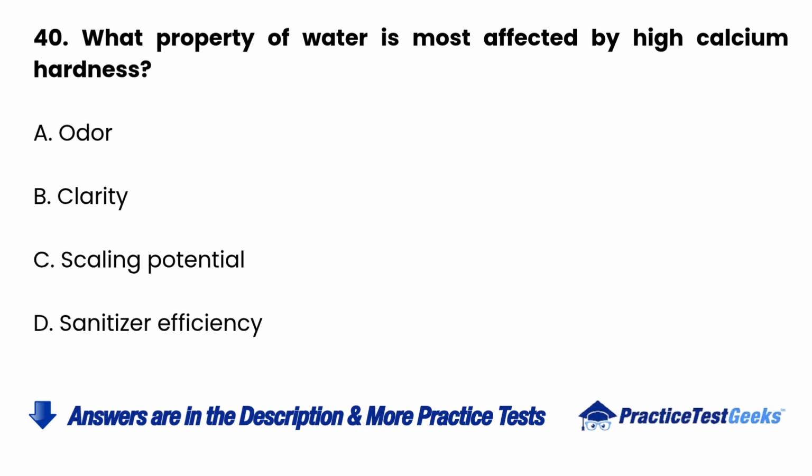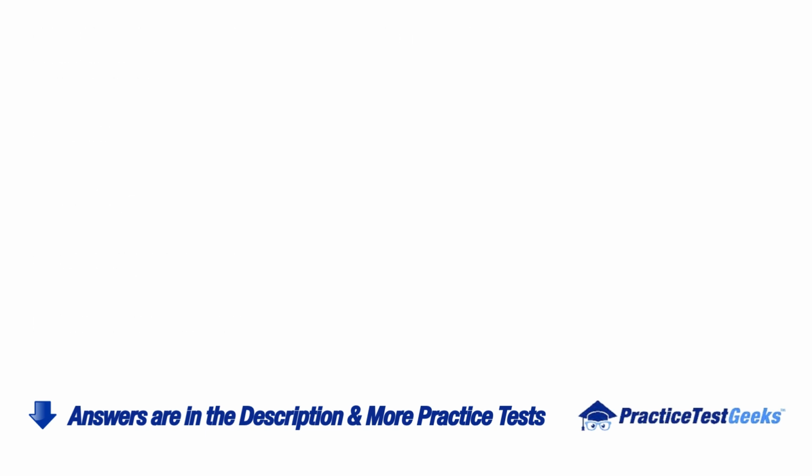40. What property of water is most affected by high calcium hardness? A. Odor. B. Clarity. C. Scaling potential. D. Sanitizer efficiency.